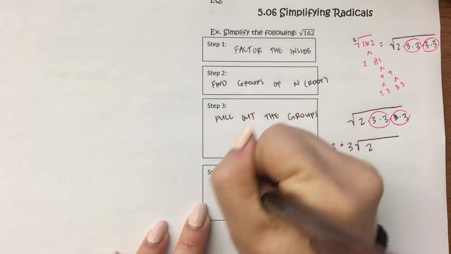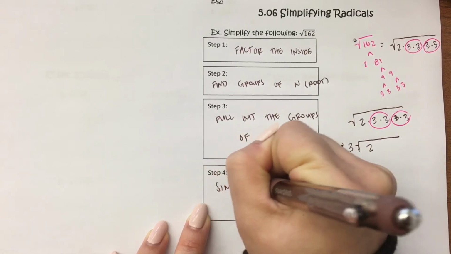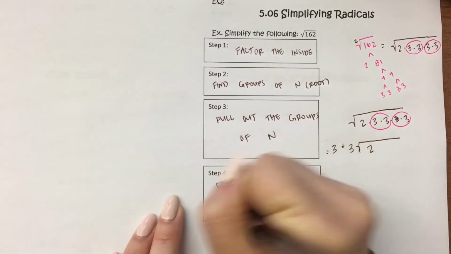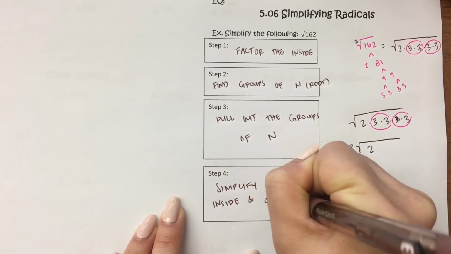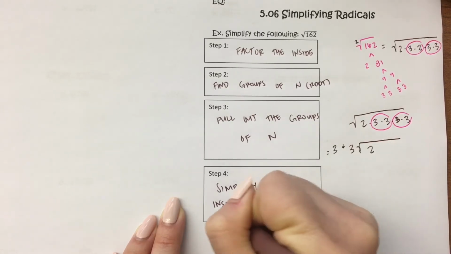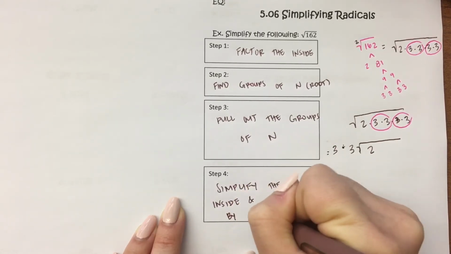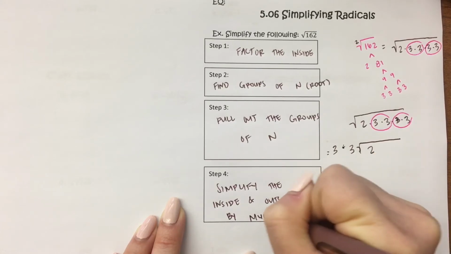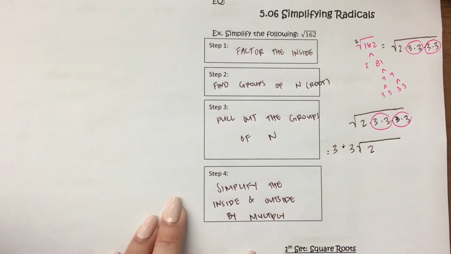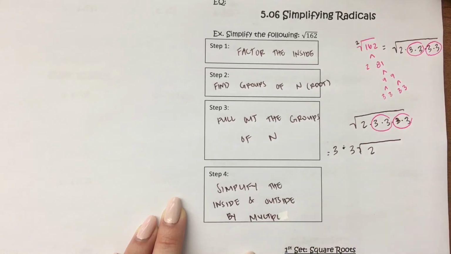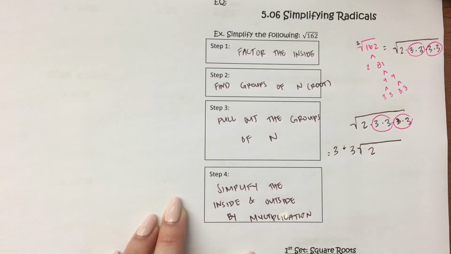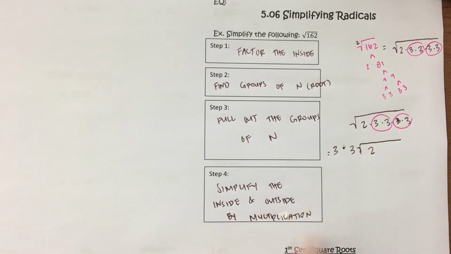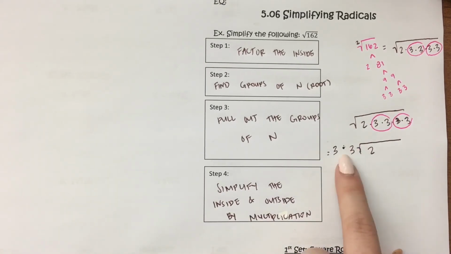The last step is to simplify the inside and outside by multiplication. Okay, simplify the inside and the outside by multiplication. So like I said earlier, when you guys pull out numbers, more than one number, it's going to be separated by multiplication. So let's simplify that.